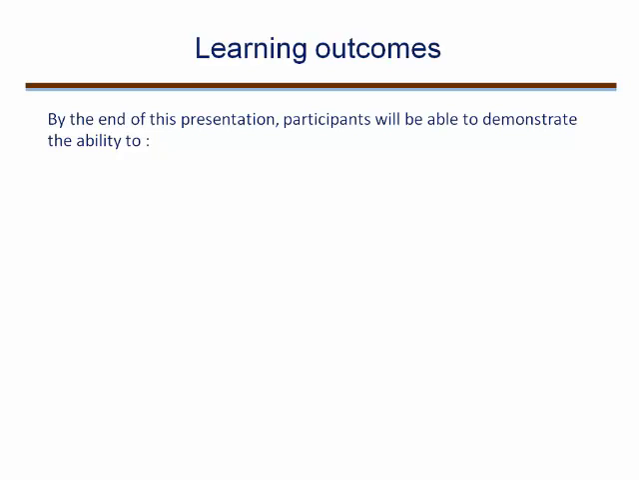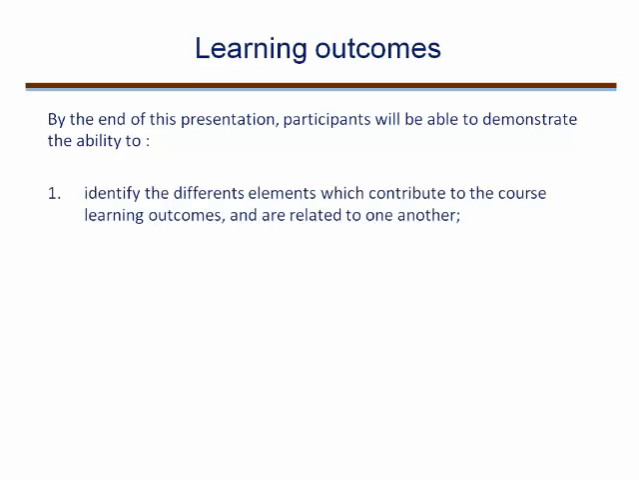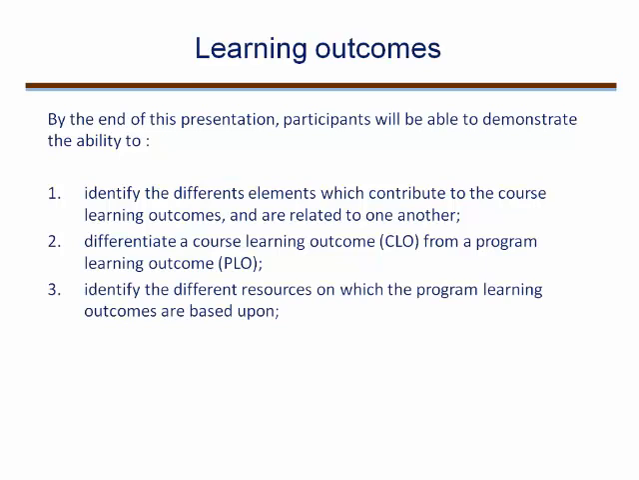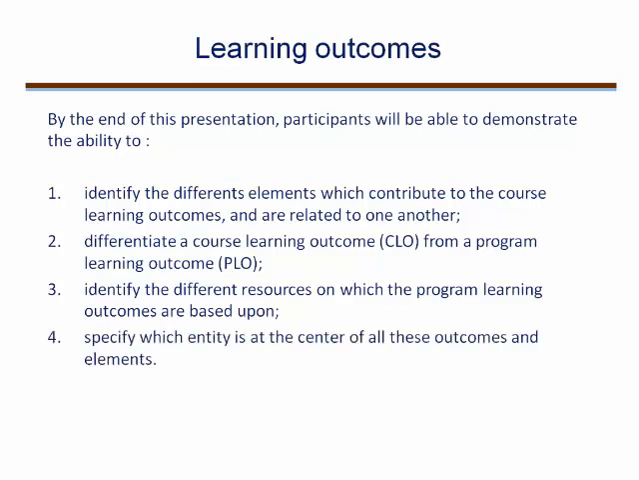By the end of this presentation, participants will be able to demonstrate the ability to identify the different elements which contribute to the course learning outcomes and are related to one another. Differentiate a course learning outcome from a program learning outcome. Identify the different resources on which the program learning outcomes are based. Specify which entity is at the center of all these outcomes and elements.